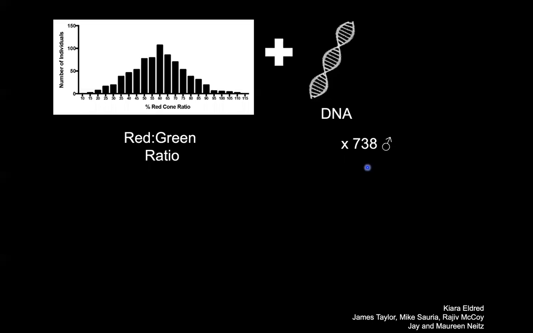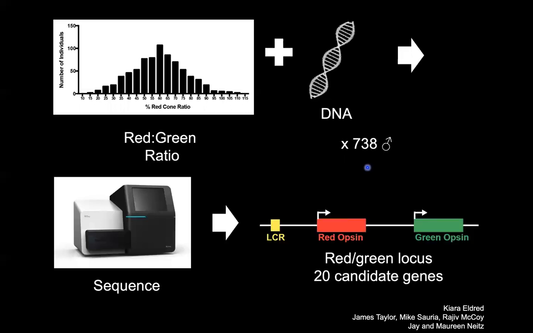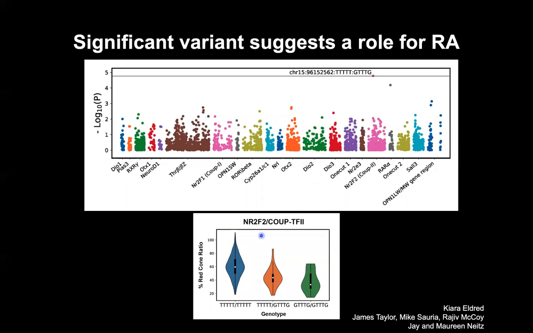We asked the question, what changes in DNA sequence associate with changes in red to green ratios? We sequenced 20 relevant retinal patterning genes and the opsin locus to do so. These are the data on this Manhattan plot. On the x-axis are the 20 relevant retinal patterning genes and the opsin locus. And we found one significant variant in the non-coding region of NR2F2, which is a haplotype where changes in one or both of the flanking bases is associated with changes in the percent red to green ratio.